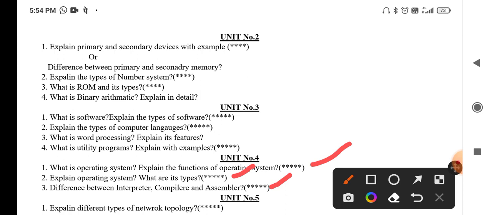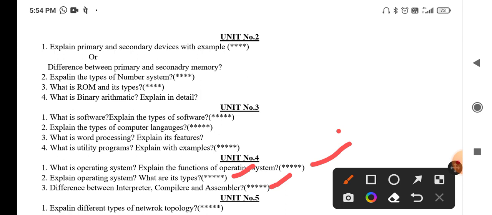The compiler, what will it do? Whatever instructions I am giving to the computer, the whole set of instructions will be received by the compiler. That whole information is converted into machine language. That can be done with the help of the compiler.